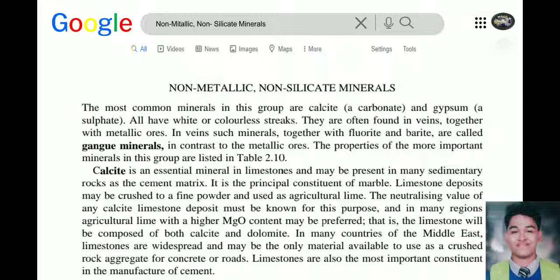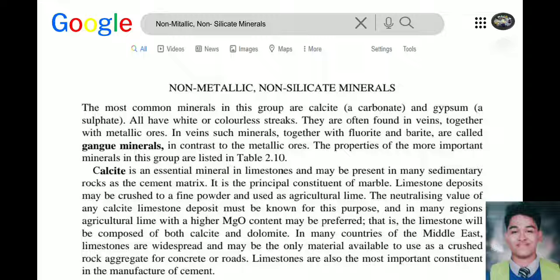Limestones are also the most important constituent in the manufacture of cement. These non-metallic minerals are minerals that lack metallic contents or characteristics, but can still be of good use and essential for many industries. Now for the next slide, let us proceed to the silicate minerals.